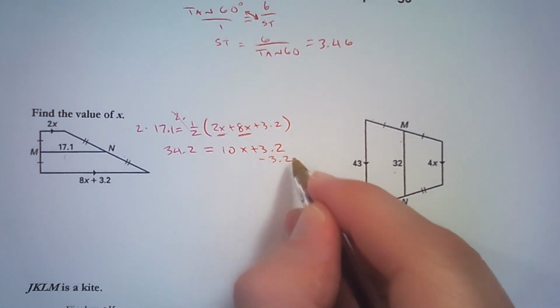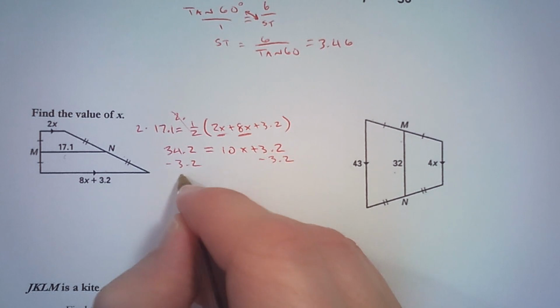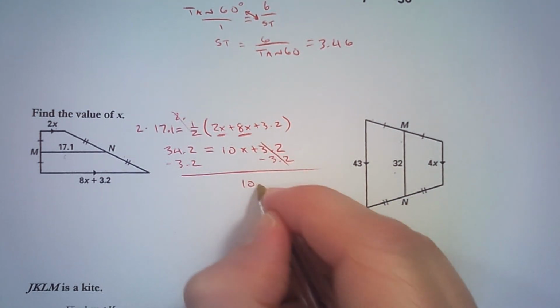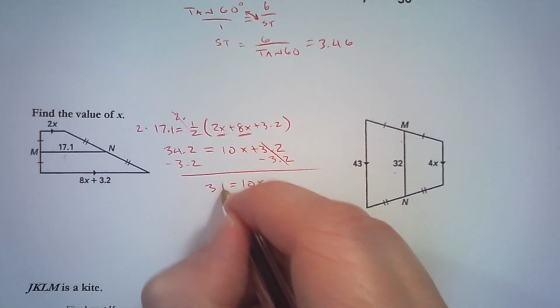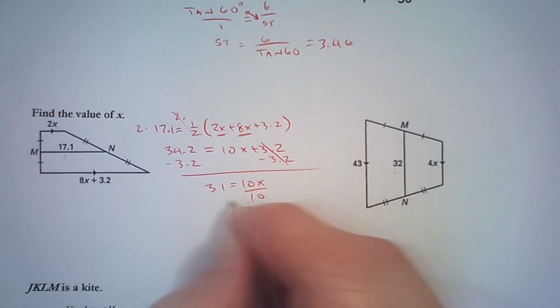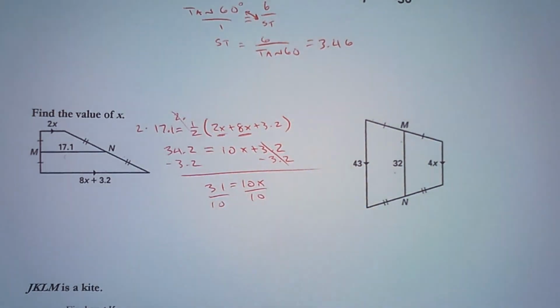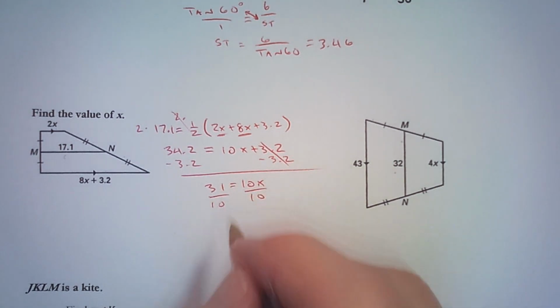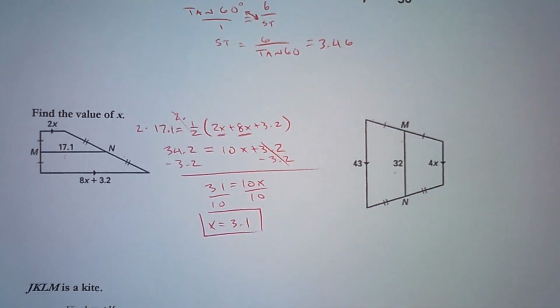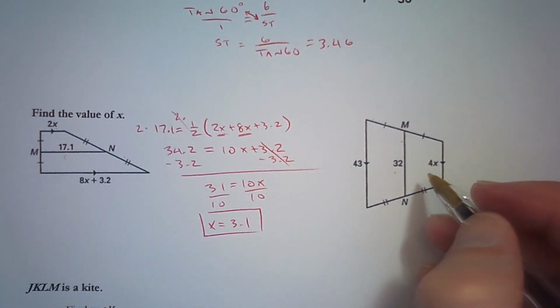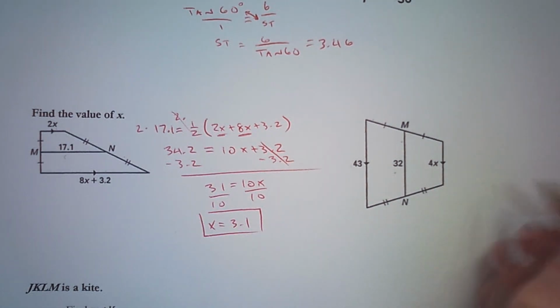So I will subtract 3.2, and I get 10x equals 31. And then divide by 10. 31 tenths is a good answer, but this one actually did start with decimals, so I will just leave my answer as a decimal. 31 divided by 10 is 3.1. Okay, here, same type of problem.